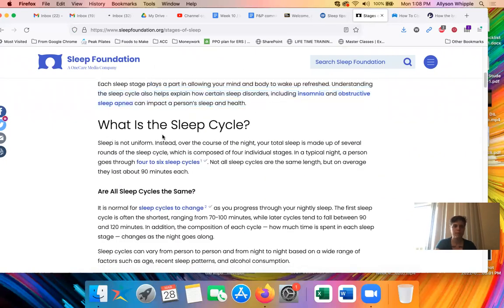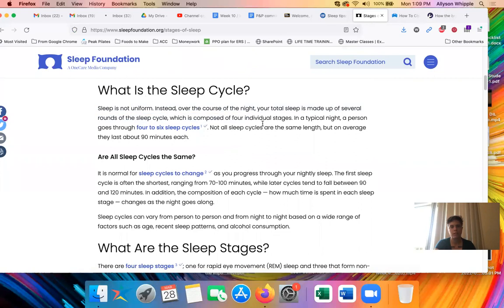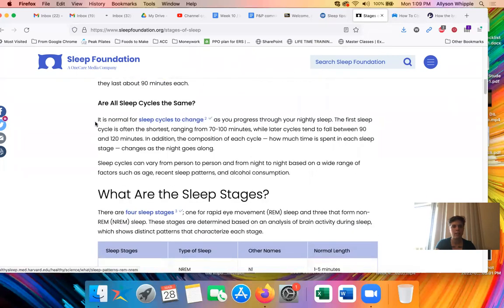So here we've got a definition of the sleep cycle. Sleep is not uniform. Instead, over the course of the night, your total sleep is made up of several rounds of the sleep cycle, which is composed of 4 individual stages. In a typical night, a person goes through 4 to 6 sleep cycles. Not all sleep cycles are the same length, but on average, they last about 90 minutes each. It is normal for sleep cycles to change as you progress through your nightly sleep.